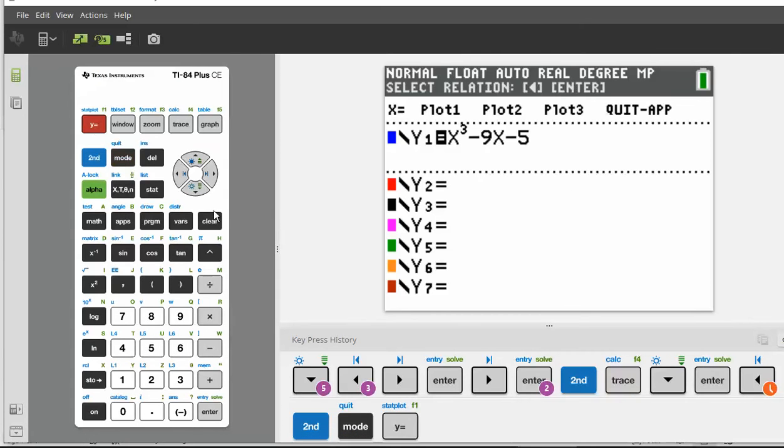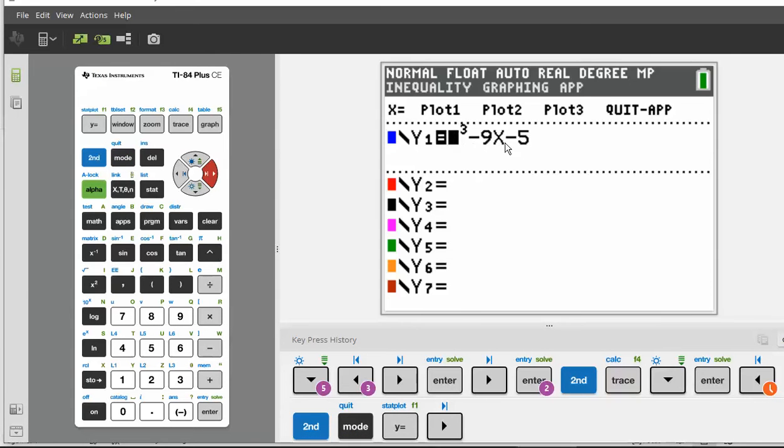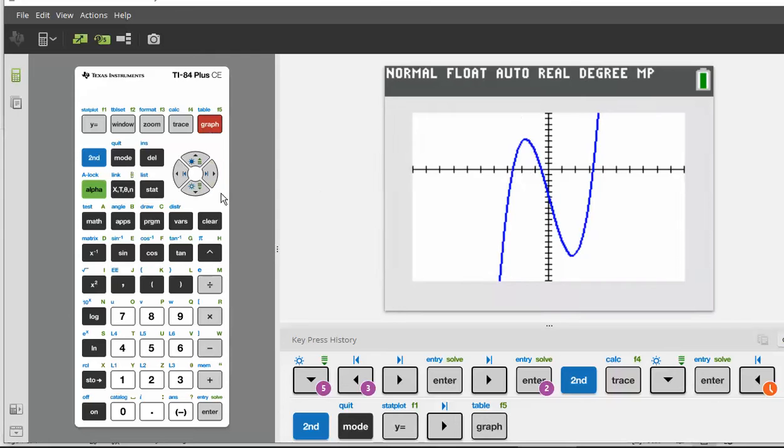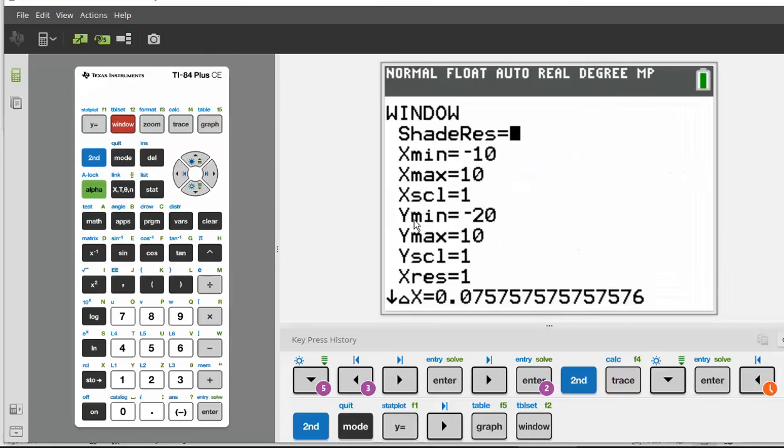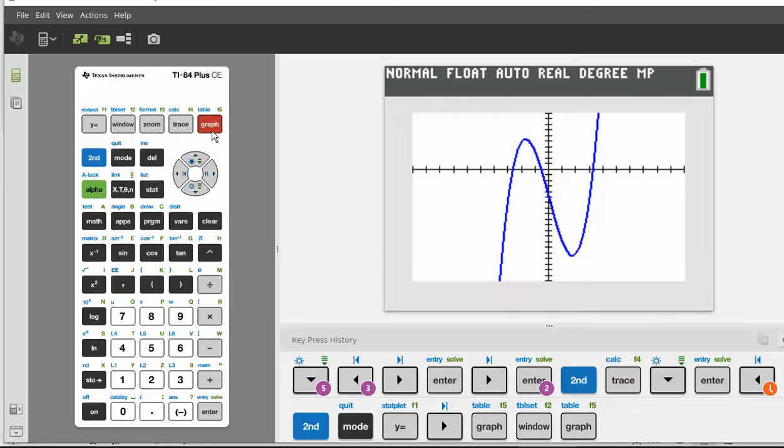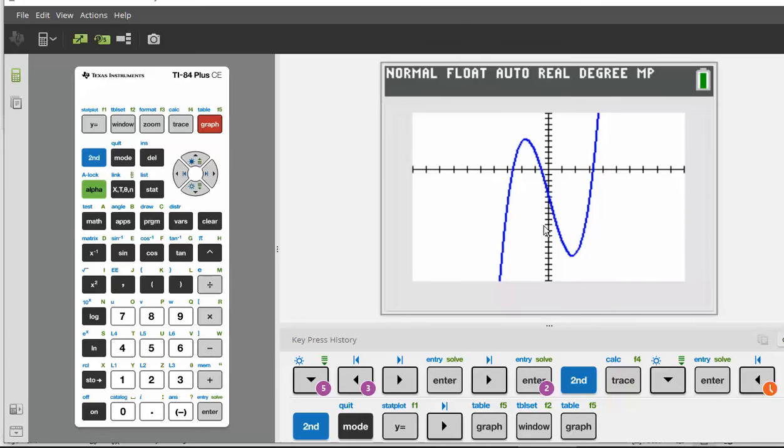So you go to y equal to, enter the x cubed minus 9x minus 5, and you can hit graph. If you cannot see the whole graph, you can go to adjust the window a little bit, okay? So that should be easy. Now we're gonna find the zeros.